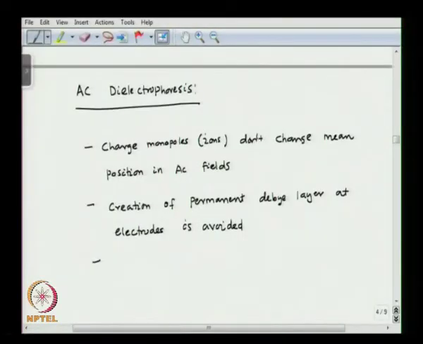So, in AC dielectrophoresis, the Clausius-Mossotti factor depends on the driving frequency.